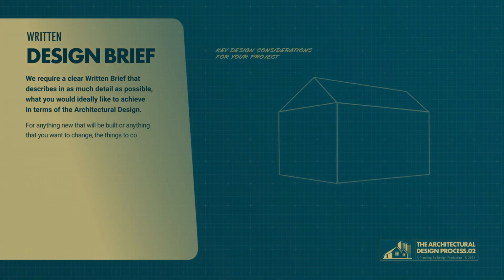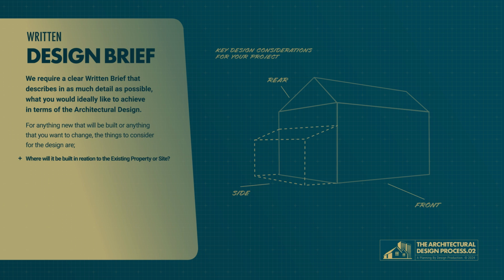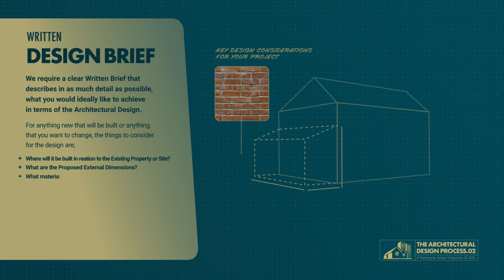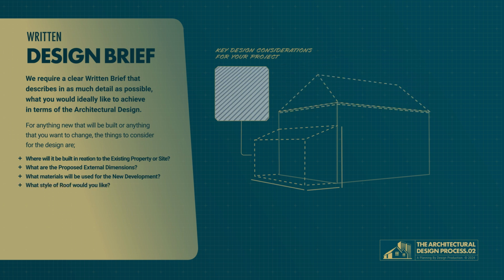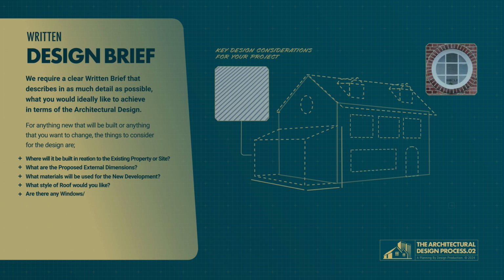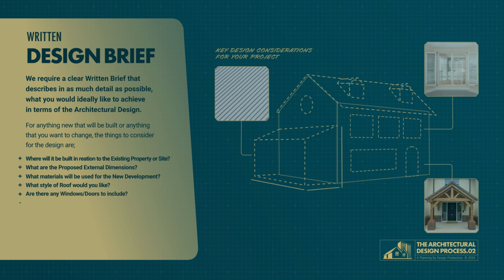For anything new that will be built or anything that you want to change, the things to consider for the design are: where will it be built in relation to the existing property or site? Front, side, rear, etc. What are the proposed external dimensions? Length, width and height. What materials will be used for the new development? Brick, timber, glass, UPVC cladding, etc. What style of roof would you like? Flat, hipped, gable, dormer, etc. Are there any windows or doors to include? How many, what style, what size and where?